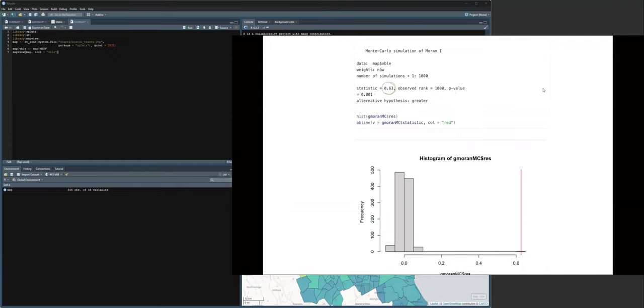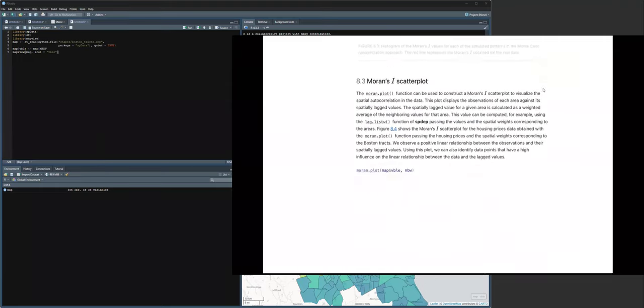When we draw this line, you can see a red line. This is where our Moran's index is. Compared to the histogram, we can say that our spatial pattern shows a highly clustering pattern. This one is at 0.63 in this case.